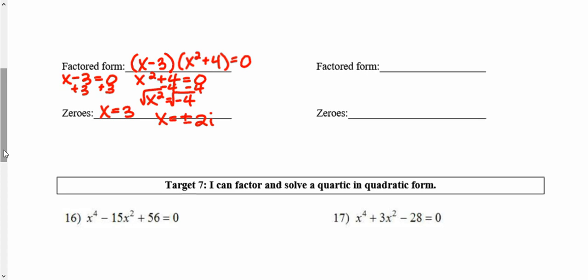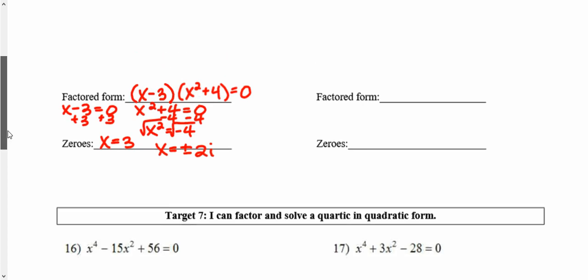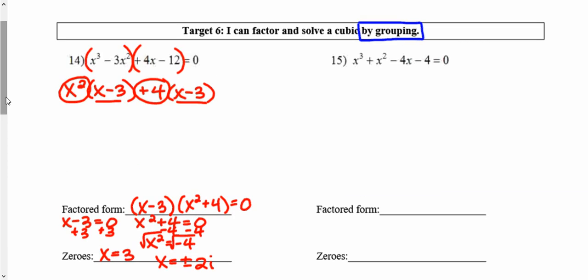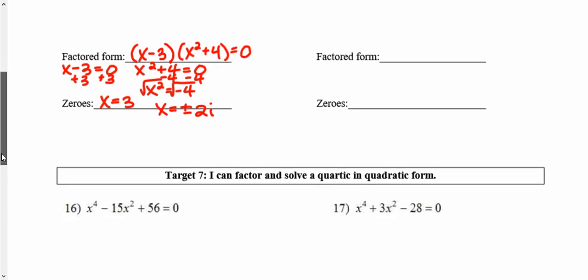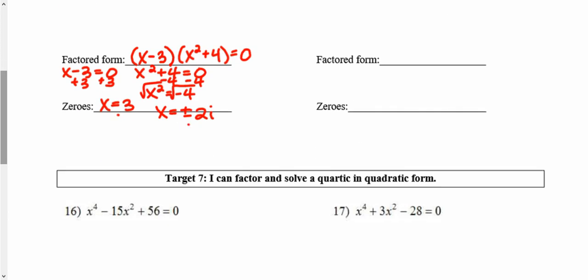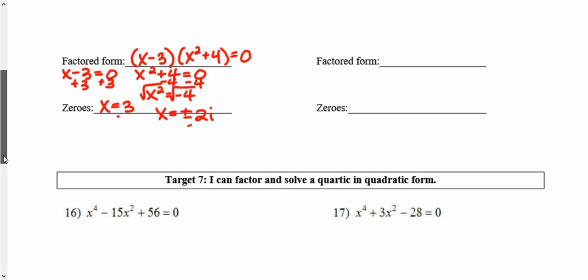Now, if you forgot the plus or minus, because that's a common mistake, remember that this was a degree 3 polynomial. The biggest exponent was 3. So you should have 3 zeros. So I have 1, 2, 3. So you can always double check that and catch that plus and minus if that's the case.